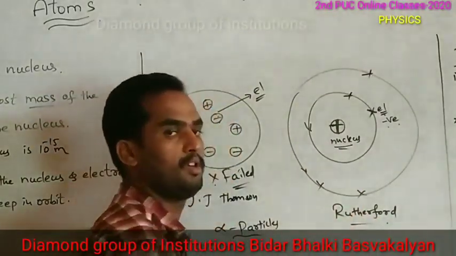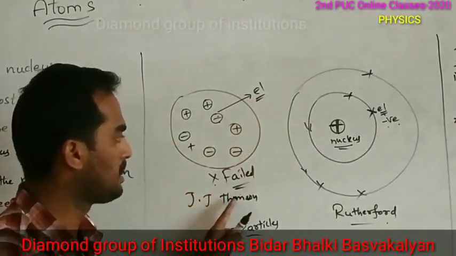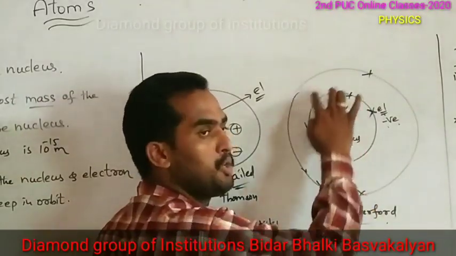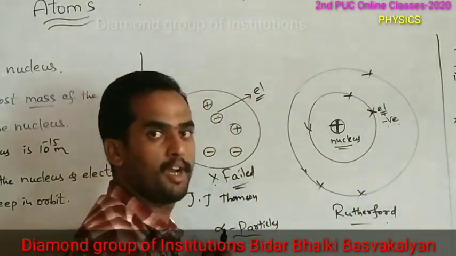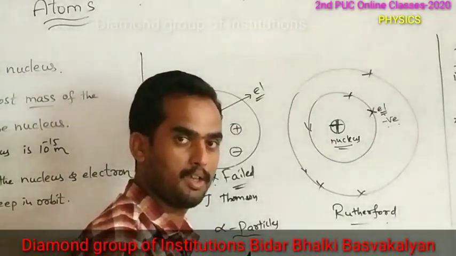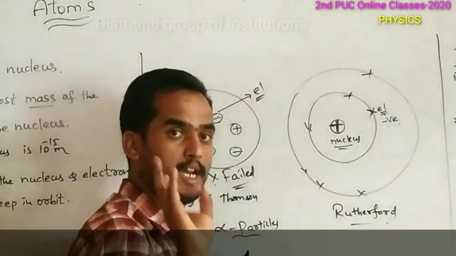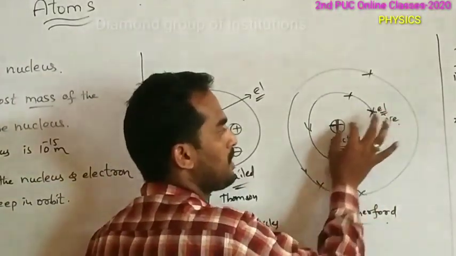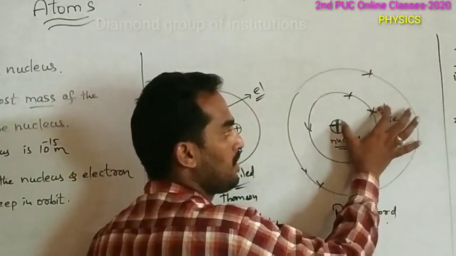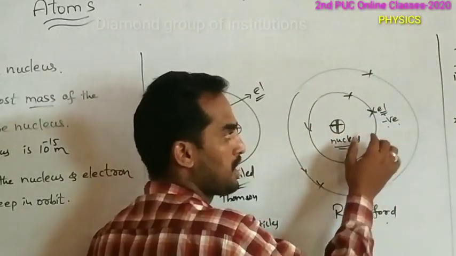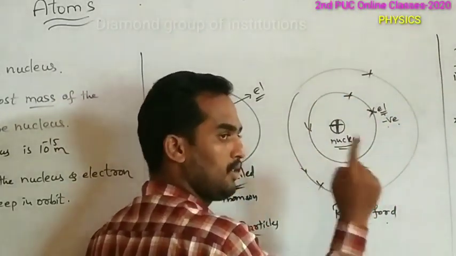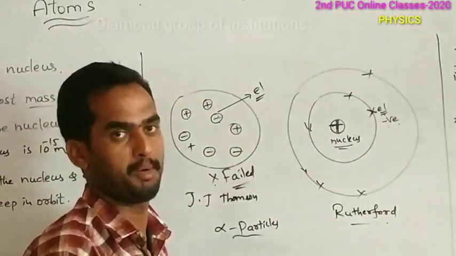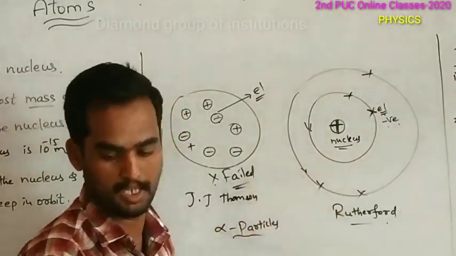So who discovered the nucleus? That is Rutherford. And who discovered the electron? J.J. Thomson. So what about the electrons? Electrons revolve continuously around the nucleus, provided by how many forces? Electrostatic force as well as centripetal force. Electrostatic force means there are two charges here, one positive, one negative. That force is called electrostatic force, and the electron revolves in a circular path. That circular path force is called what? We can say centripetal force. So both forces exist here.